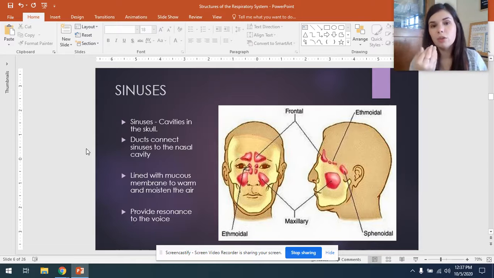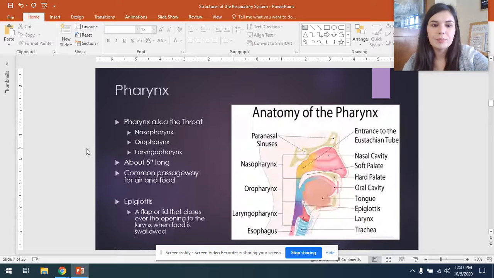So your sinuses actually play a role in what you sound like, which is why when you have a sinus infection and you have some stuff going on with your sinuses, sometimes the sound of your voice will change. You'll sound really nasally. Maybe you'll lose your voice completely. And that could all be related to the actual sinuses.